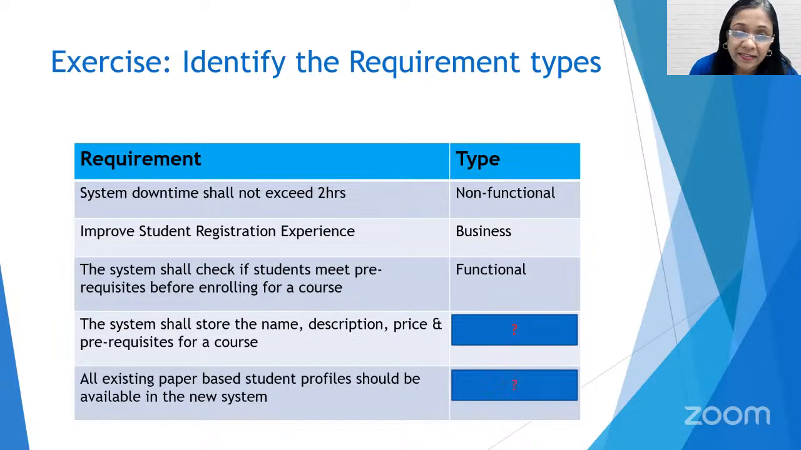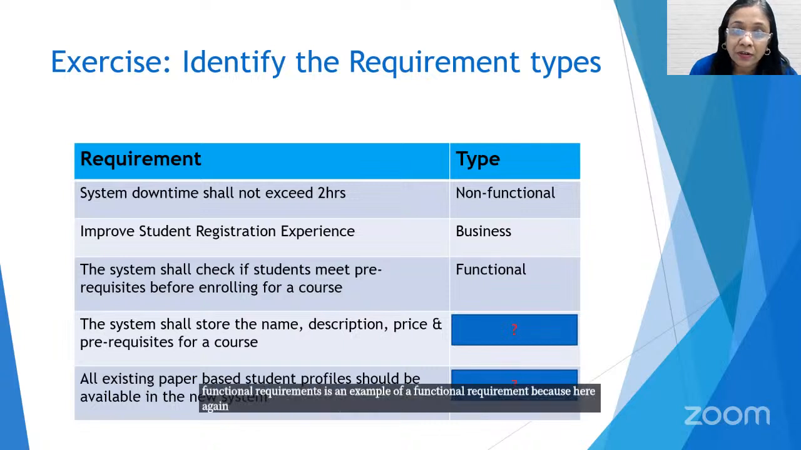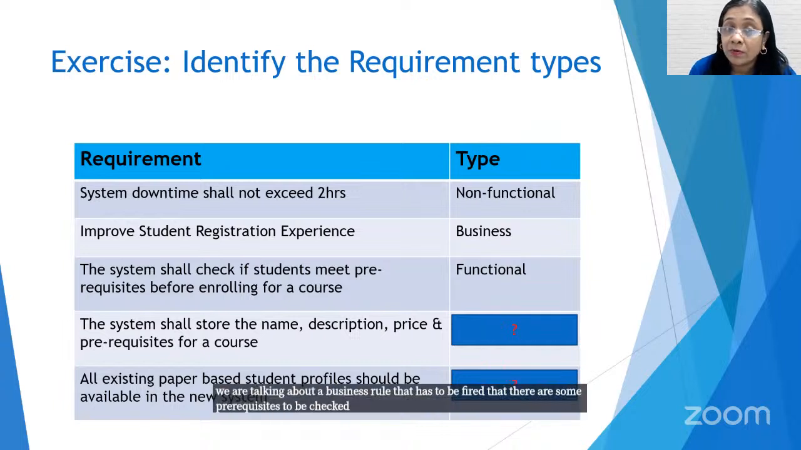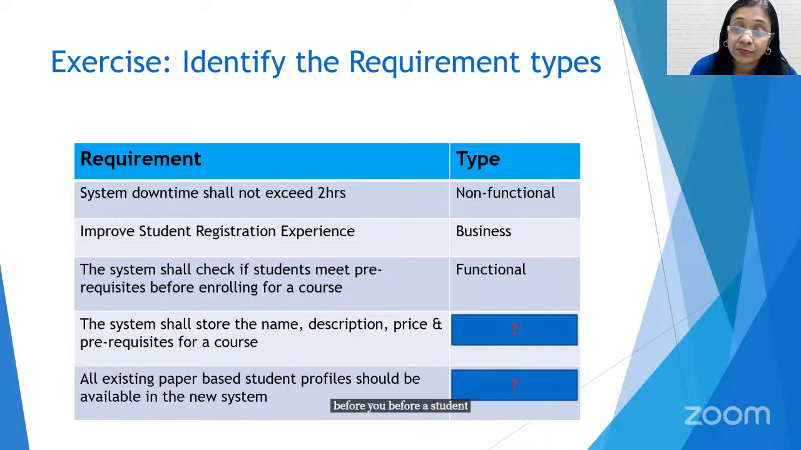Functional requirements is an example of a functional requirement because here again, we are talking about a business rule that has to be fired, that there are some prerequisites to be checked before a student enrolls for a course. Okay, so this is a classic example of a business rule. Business rule becomes a part of functional requirement. The next one, system shall store the name, description, price, and prerequisites for a course.